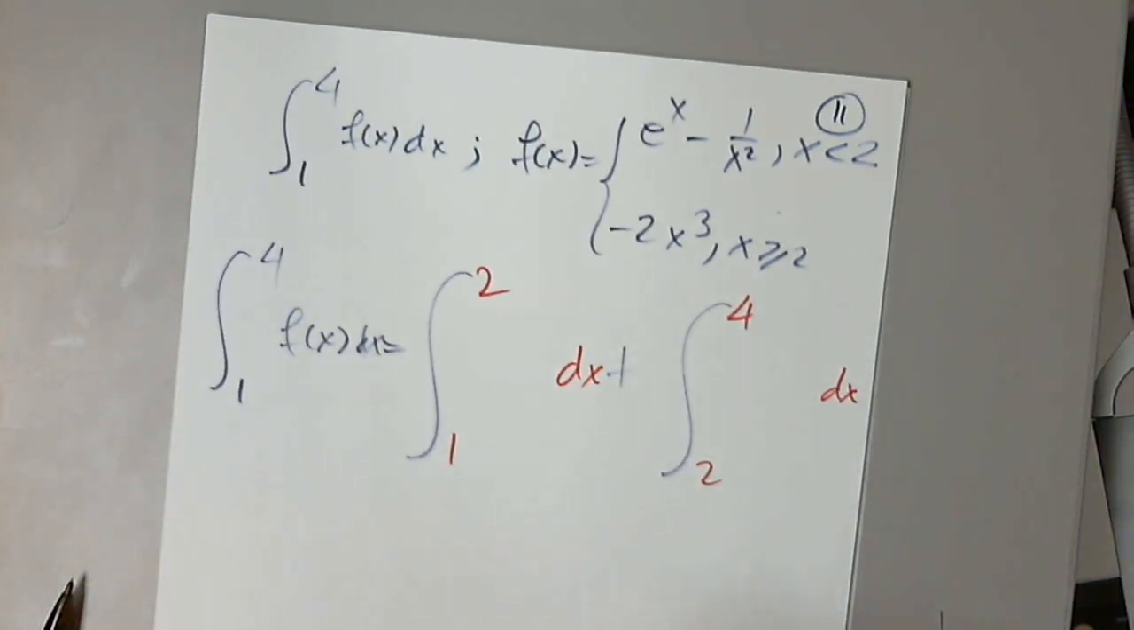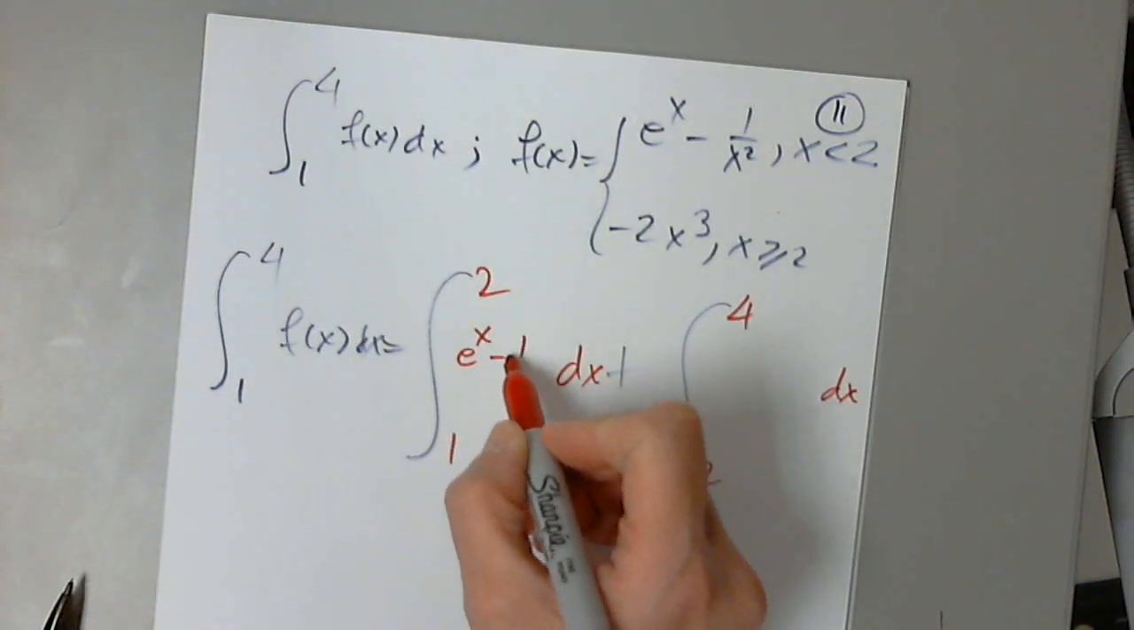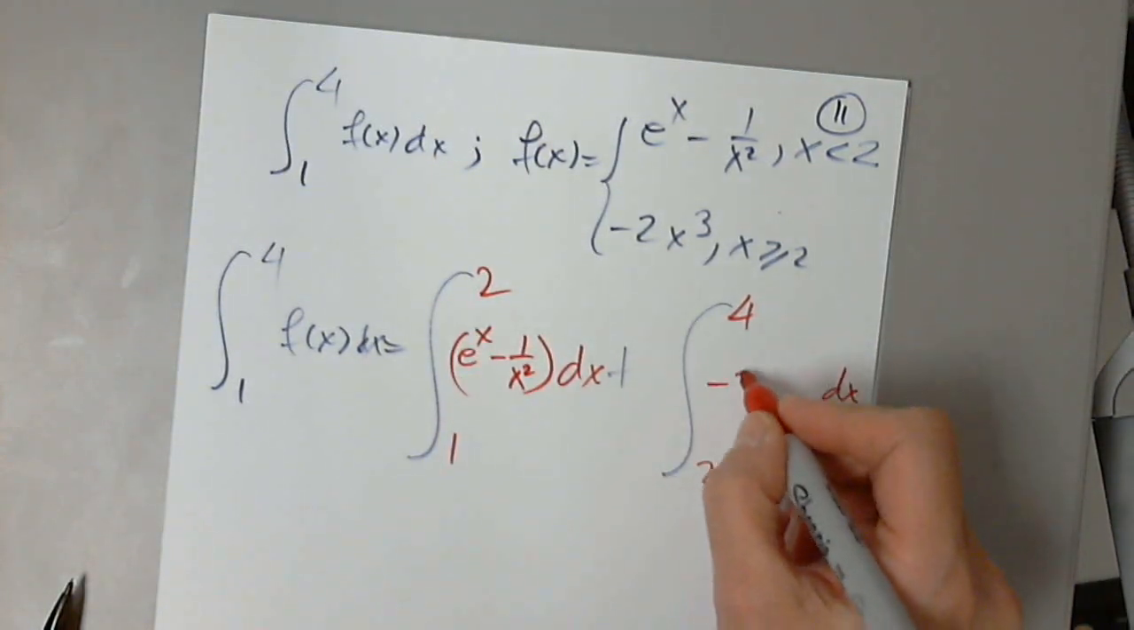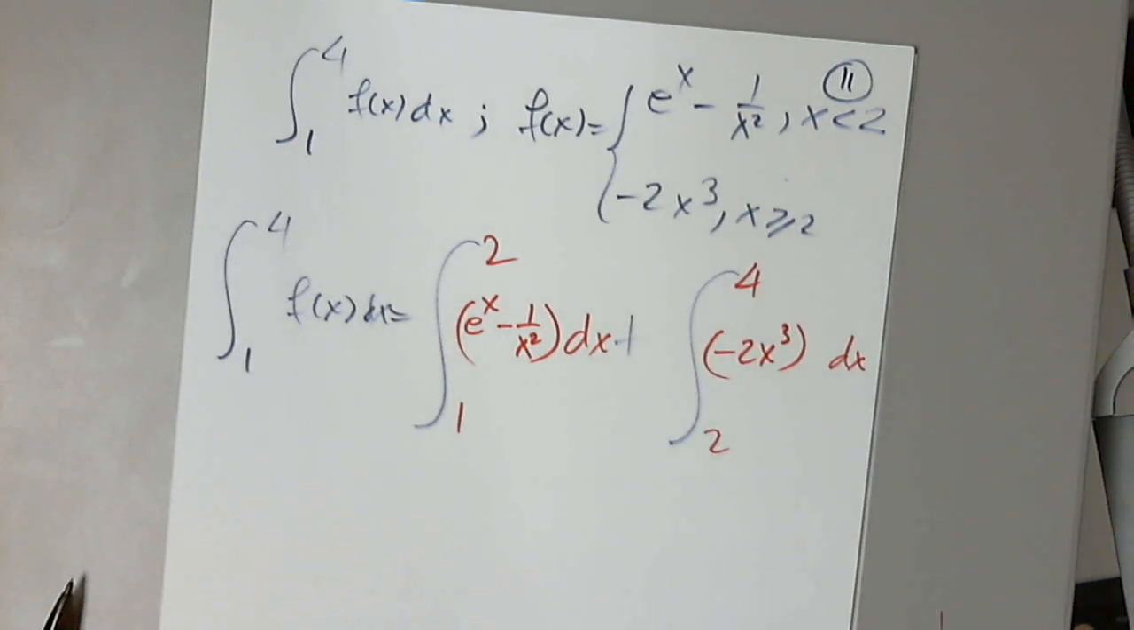1 to 2 is the first one, e to the x minus 1 over x squared, and negative 2x cubed. Are these functions continuous on these intervals? Because otherwise I can't do this. Yes, they are. The first function is defined everywhere except at 0, but 0 is not in the interval. The other one is a polynomial defined everywhere, no problems.